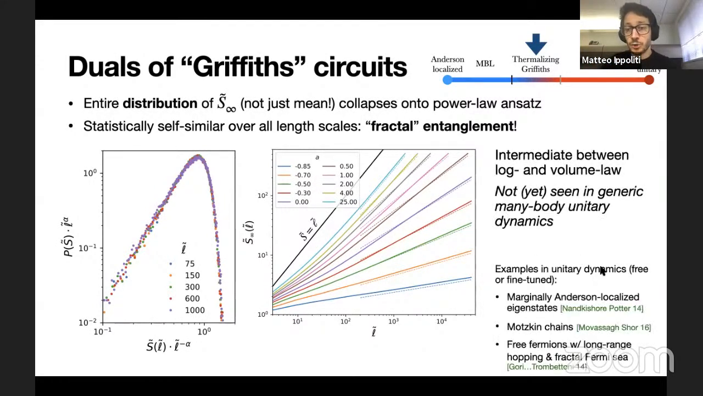So yeah, this is a very unusual behavior that's intermediate between logarithmic and volume law, and it's generically not seen in many body unitary dynamics. There are some exceptions that are either free or very special Hamiltonians with some algebraic properties, but in generic many body dynamics, this is not seen. So it's a very remarkable consequence of expanding the space of models with these non-unitary elements.